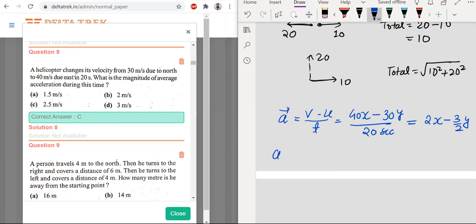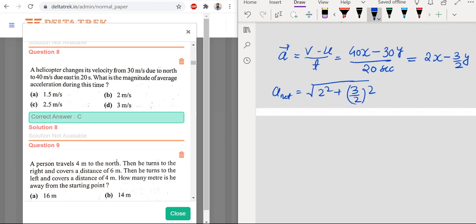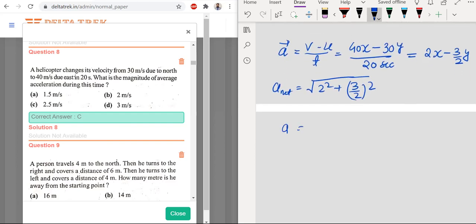To find the net value, we will do the square of these two things. So it will be 2 square plus (3 by 2) square. Now to solve (3 by 2) square, let's solve it. So net acceleration will be how much? 2 square is 4 and 3 square is 9, divided by 4. So let's solve it furthermore.